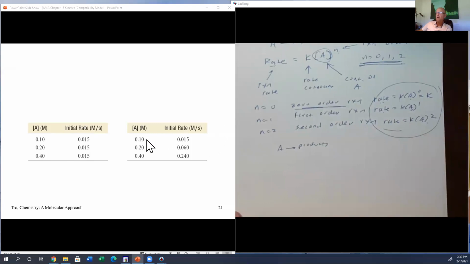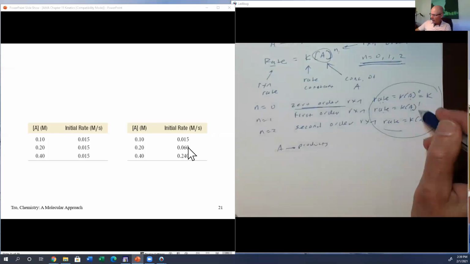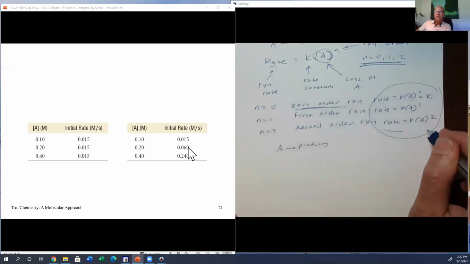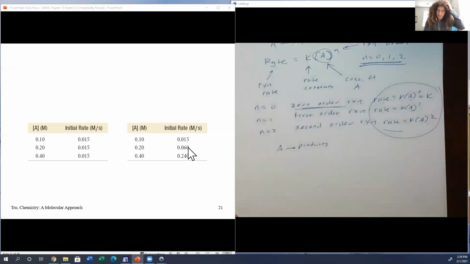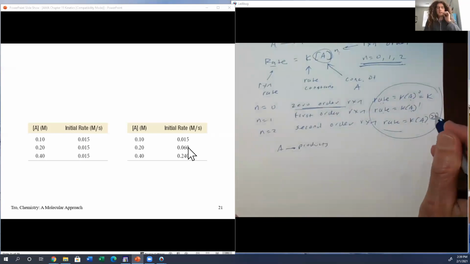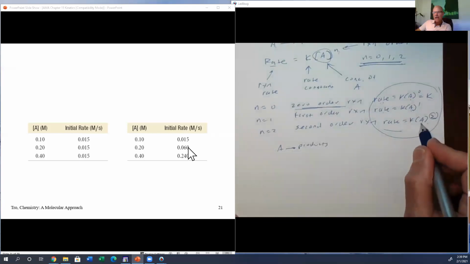Now, let's look at this one. Here we go. Same thing. We're going to double the concentration and look what happens to the rate. It goes up by how much? Quadrupled. It quadruples, right? If I doubled the concentration, the rate would go up by a factor of 2 squared. Second order, right? Because it's squared. What would happen to a second order reaction if I tripled the concentration? It'd go up by how much?